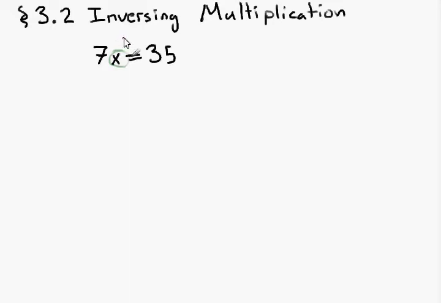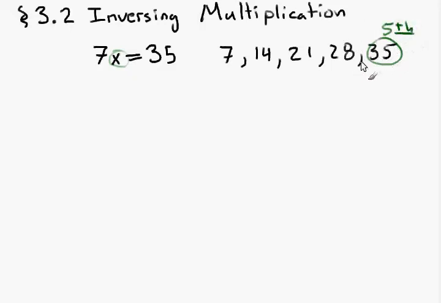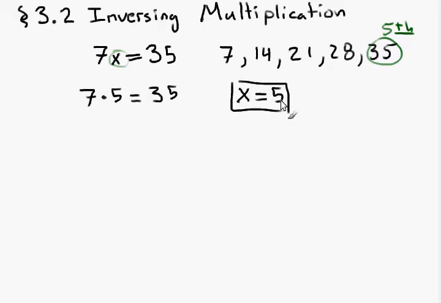Similar to what we did with section 3.1, we're just going to go ahead and look at some products with 7. 7, 14, 21, 28, 35. That's what we wanted. 35 is the fifth multiple there. So 7 times 5 is equal to 35, which means that x is equal to 5. Great. We found a solution.